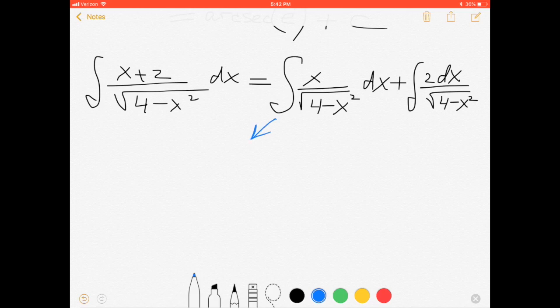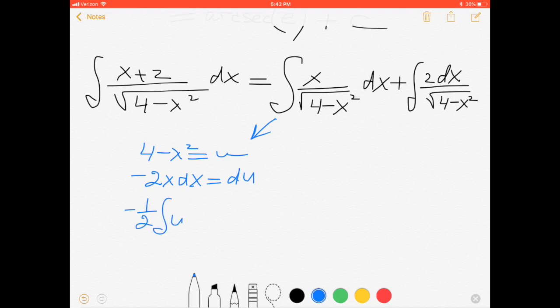Here 4 minus x squared we write like u, and then minus 2x dx will be du, and our integral will be negative 1/2 u to the negative 1/2 power du, which gives me negative 1/2 u to the 1/2 power over 1/2, and it will be minus square root 4 minus x squared.